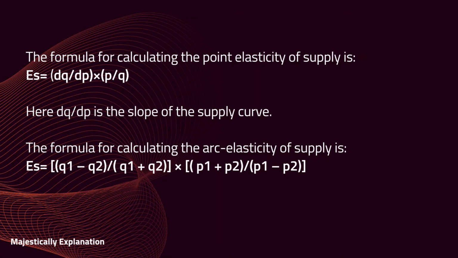Now the formula for calculating the point elasticity of supply is Es equals dQ/dP multiplied by P/Q, which I have told you in our previous slide. Here ΔQ/ΔP is the slope of the supply curve. Now the formula for calculating the arc elasticity of supply is nothing but we just modified that particular formula and replaced it with this function.